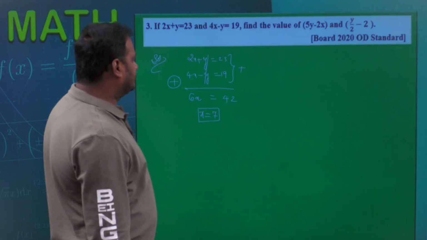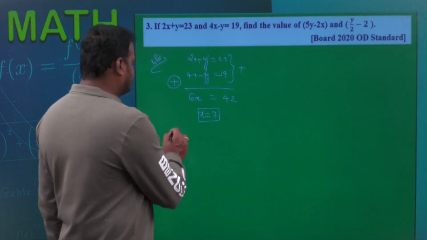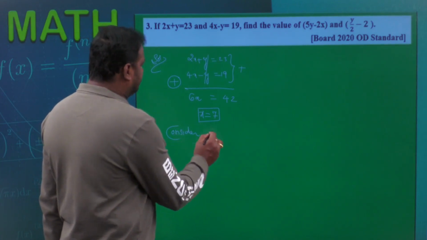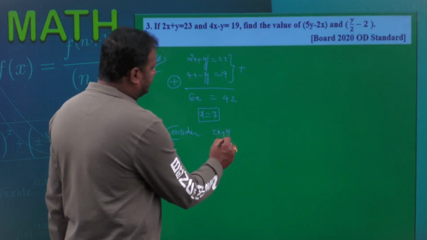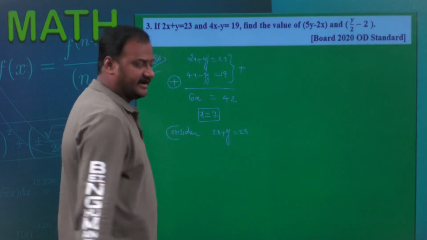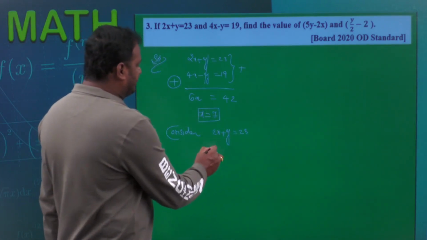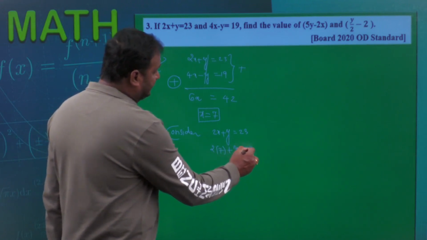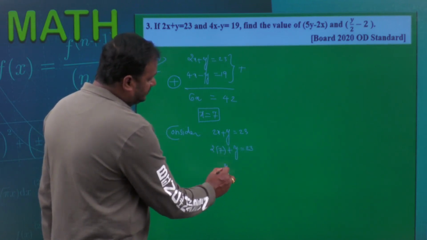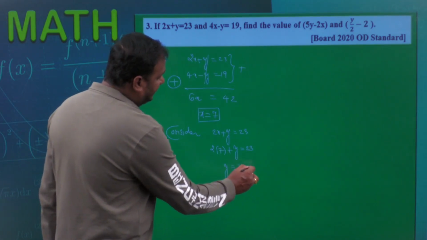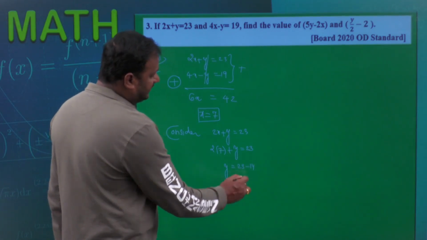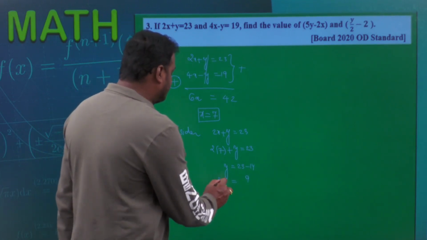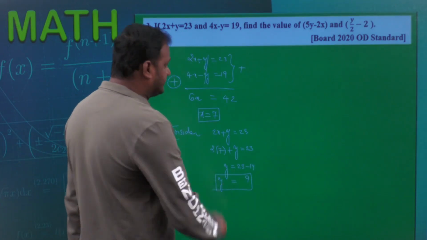And then to get the value of y, I can choose one of these two equations. So let us consider the first equation, 2x plus y is equal to 23. And then substitute x equal to 7. So 2 into 7 plus y is equal to 23. 2 7s are 14. So y is equal to 23 minus 14. What is 23 minus 14? It is 9. Right? So the value of y is equal to 9 and the value of x is equal to 7.